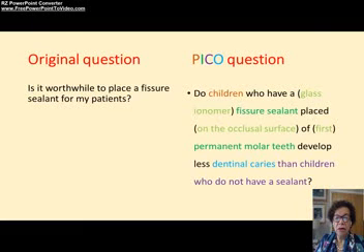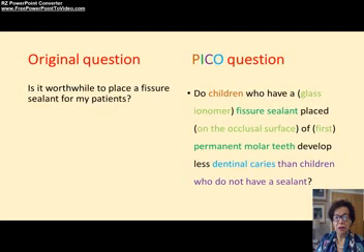It has added specificity to each area. I have also included in brackets more detail. Depending on the search, you may exclude these additional areas, but include them in your analysis of the papers identified. Let's read the question with and without these additional areas. First, without. Do children who have a fissure sealant placed on permanent molar teeth develop less dental caries than children who do not have a sealant?